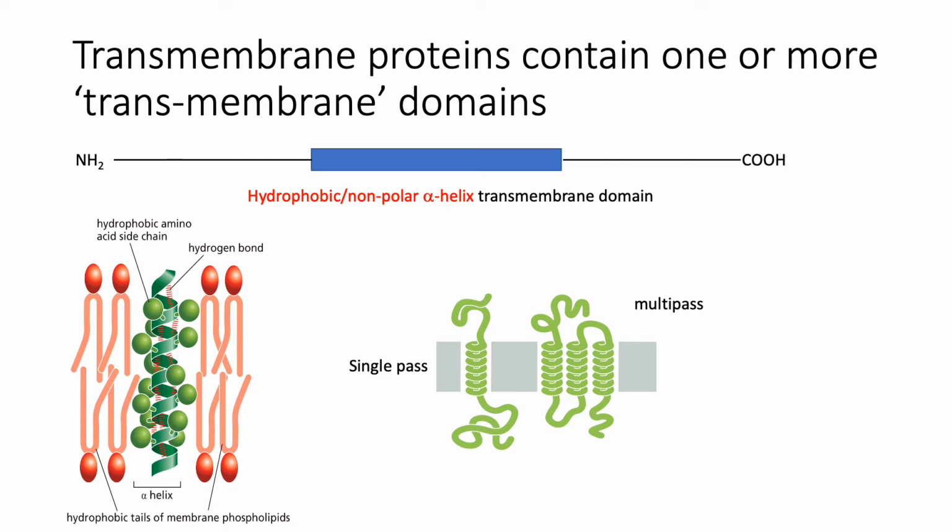So for example, the sodium channel, which we'll talk about later when we talk about transport of ions in and out of the cell, has 24 transmembrane domains. And the fact that integral or transmembrane proteins have these transmembrane domains makes them easily identifiable if you look at the amino acid sequence of the protein.